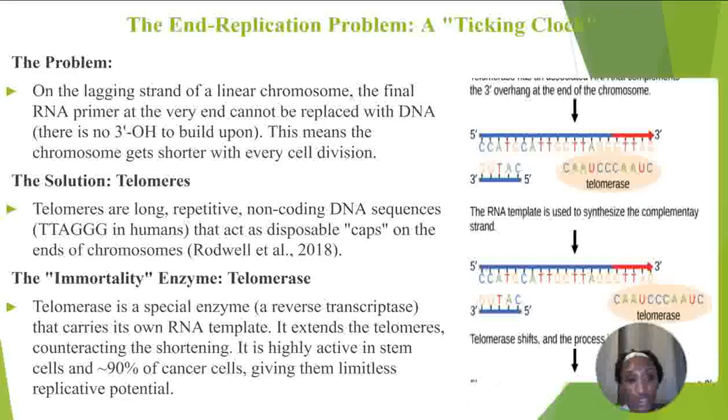So the solution is telomeres, which are long, repetitive, non-coding DNA sequences that act as a disposable cap on the end of the chromosomes. Telomerase is a special enzyme that carries its own RNA template. It extends the telomeres, counteracting the shortening. So it is highly active in stem cells and 90% of cancer cells, which gives them limitless replicative potential.